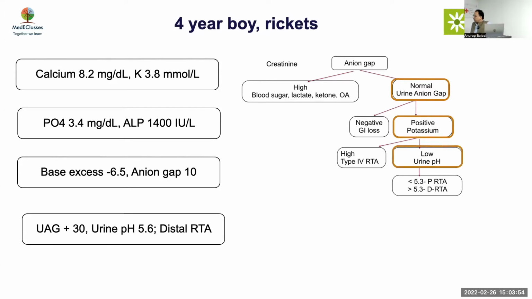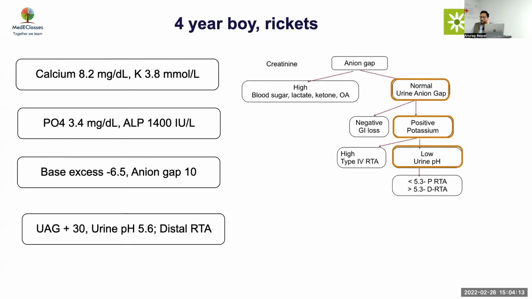Now, what we are really looking at is that the urinary anion gap was positive, which means that ammonium production was defective. So this goes more in favor of RTA. Urinary pH was on the acidic side. So you had acidic blood, acidic urine, diagnosis of distal RTA. Now, do you agree with the distal RTA diagnosis here or not?